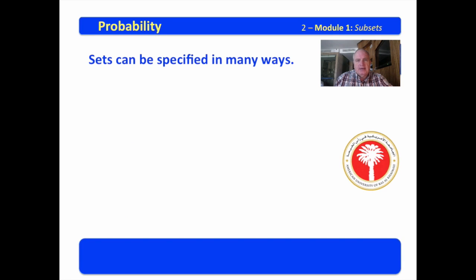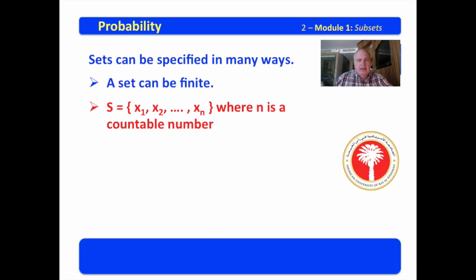Sets can be specified in many ways. A set can be finite. Finite means that it has a limit to it. Here is a finite set, and this would be read as S equals the set of all x sub 1, x sub 2, all the way up to x sub n, where n is a countable number. There might be 5 x's, x1, x2, x3, x4, x5, there might be 100,000 x's, but n is a countable number. S equals the set of all x sub 1, x sub 2 up to x sub n, where n is a countable number.